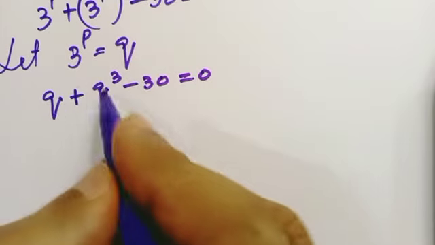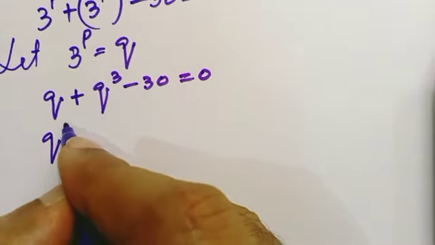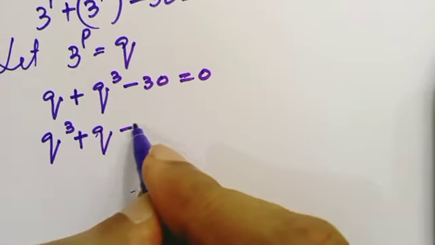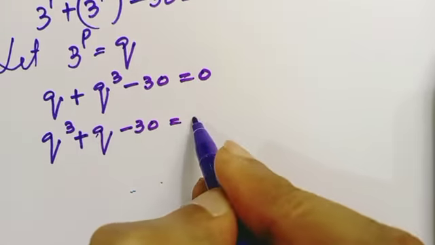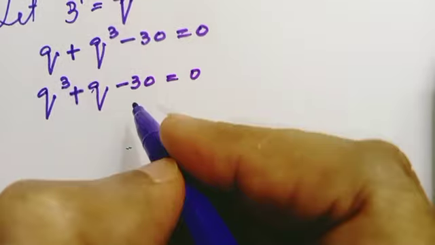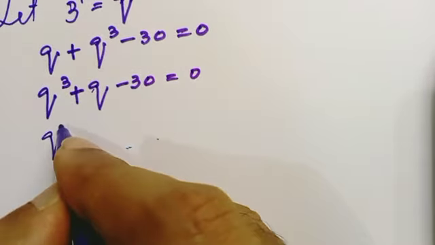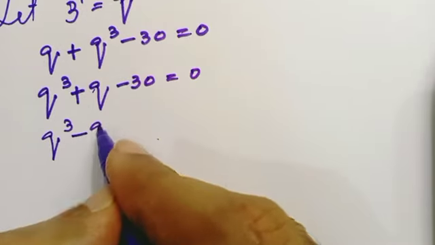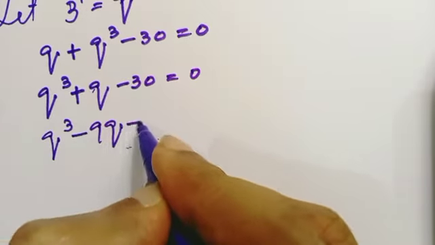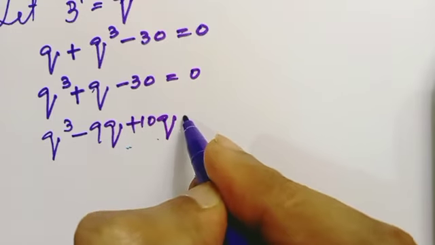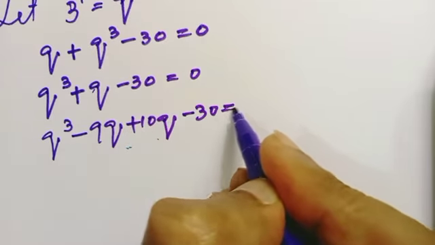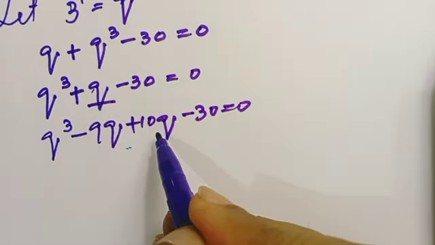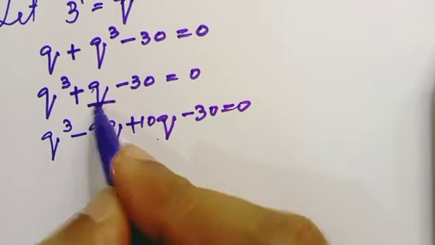Rearranging the equation, q^3 + q - 30 = 0. We can write this as q^3 - 9q + 10q - 30 = 0, since -9q plus 10q becomes plus q.